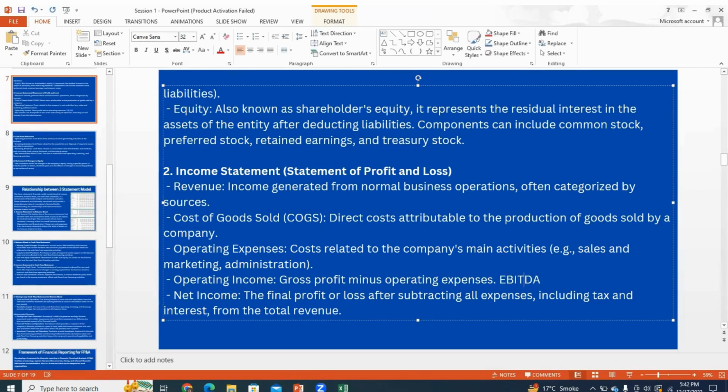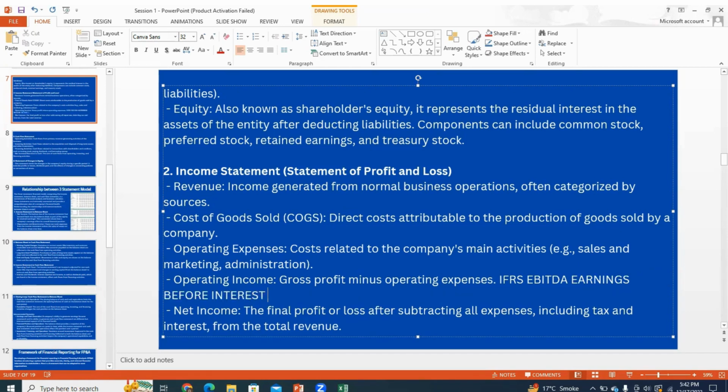In IFRS we call it EBITDA. It's earnings before interest, tax, depreciation, and amortization. As we know, amortization is charged on intangible assets, depreciation is charged on tangible assets, and tax is charged at the taxable rates of the company. The types of organizations available in Pakistan are single member, small SME organization, and large organization. So there are different tax rates.